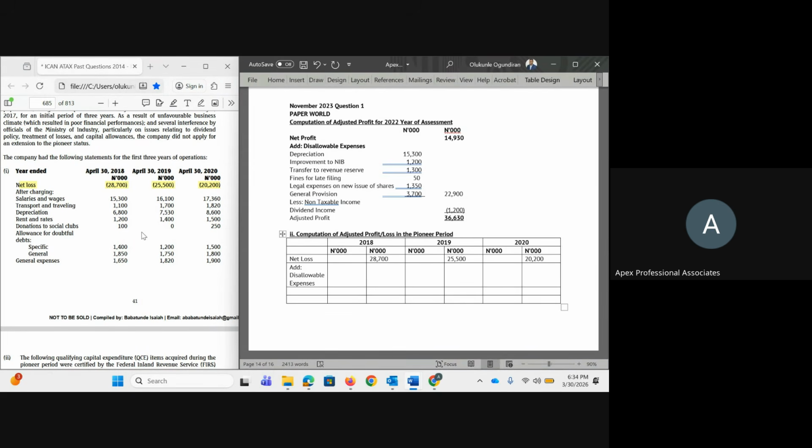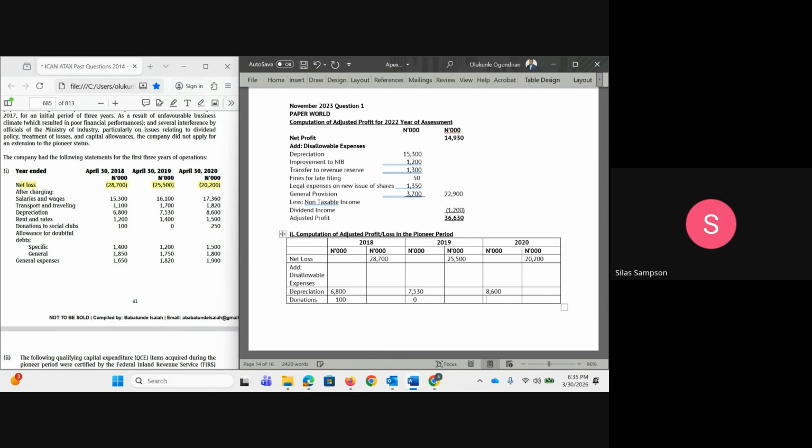So you will check: salaries and wages is allowed, transport and traveling is allowed, but depreciation is disallowed, right? Yes, sir. My depreciation values: I have 6,800, 7,530, and 8,600. Then rent and rate is allowed, but donation to social club we don't allow it here. We don't allow donations to social club.